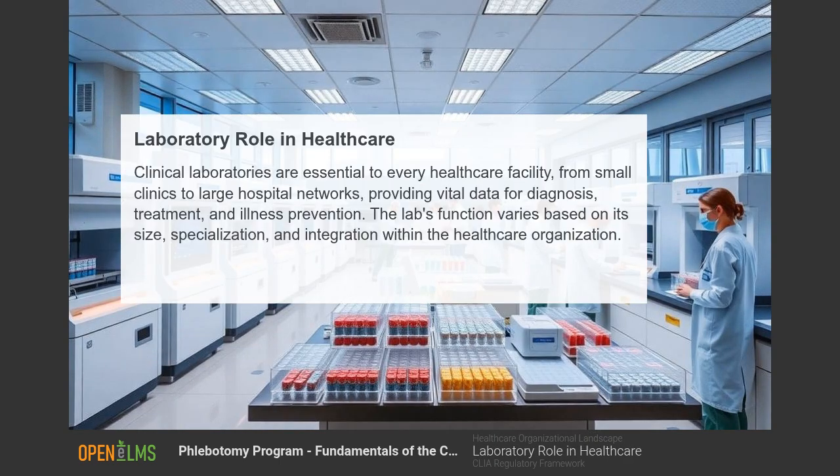Laboratory role in healthcare. Clinical laboratories are essential to every healthcare facility, from small clinics to large hospital networks, providing vital data for diagnosis, treatment, and illness prevention.